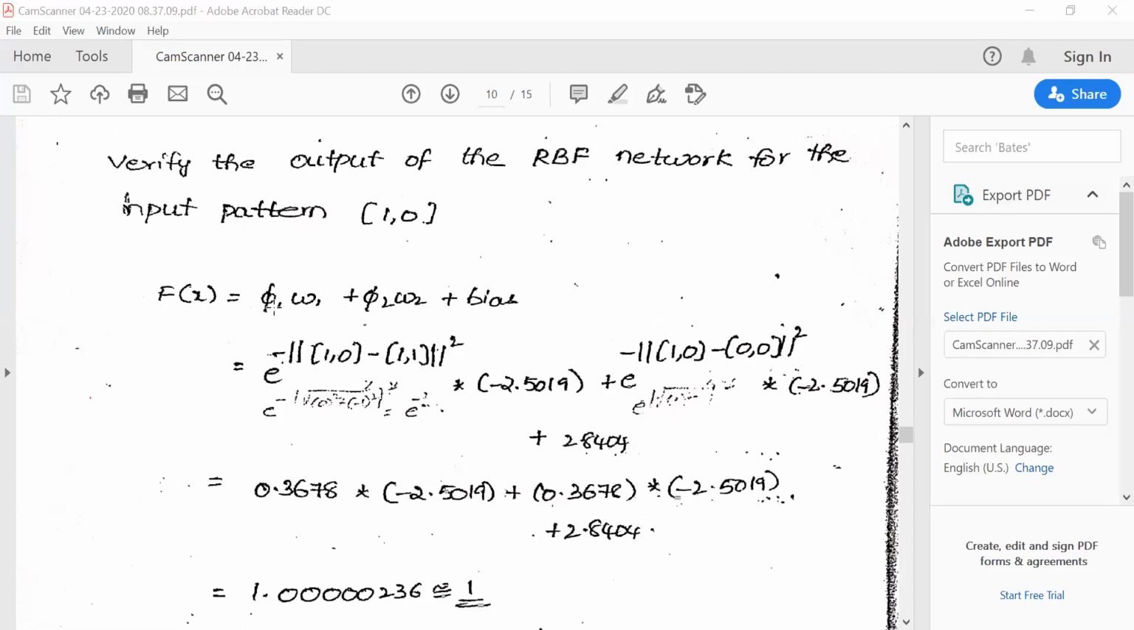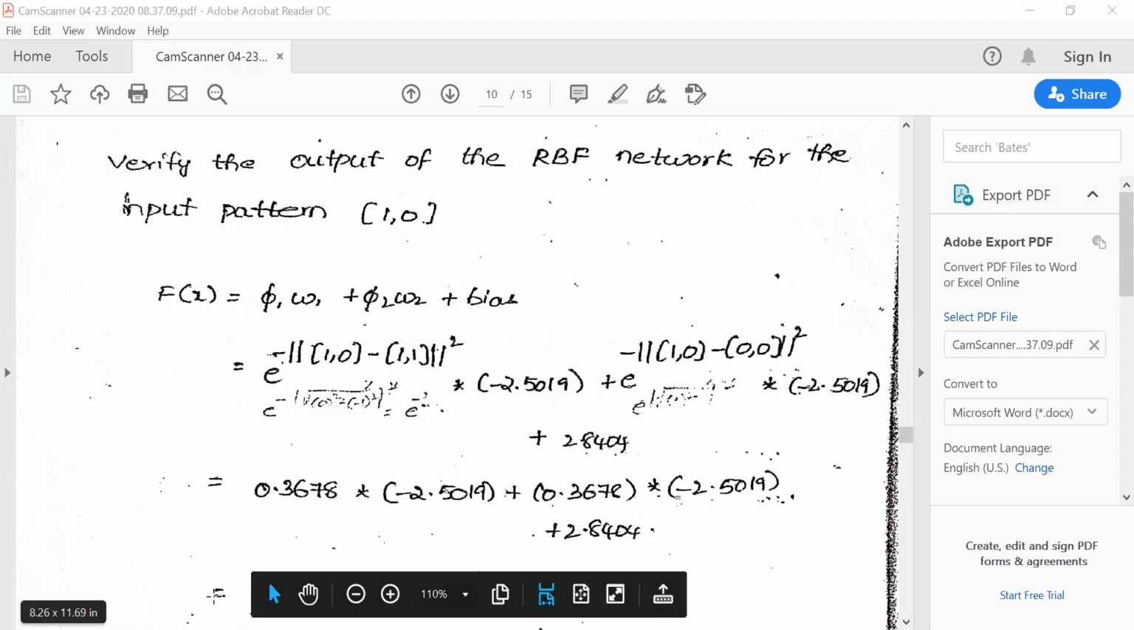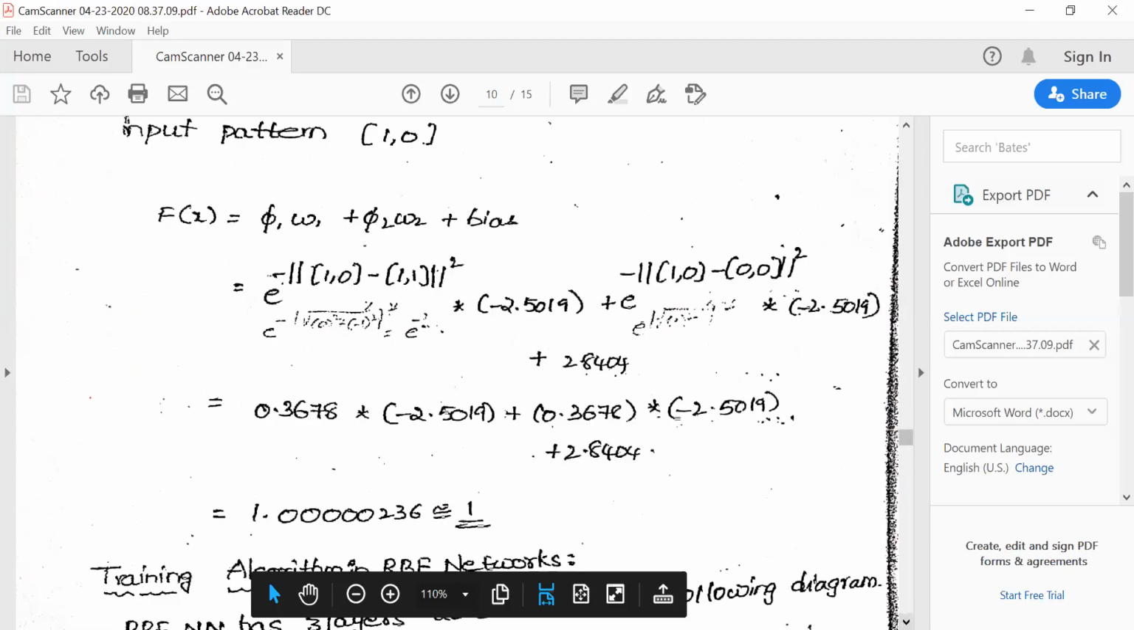So let us calculate these two values, phi1 w1 plus phi2 w2, using the same formula, phi1 of x and then phi2 of x, because the x is 1 comma 0 here, for which we want to identify the output value of the RBF neural network. And phi1 expects the center as 1 1, phi2 expects the center as 0 0. So (1 0 minus 1 1) whole square, (1 0 minus 0 0) whole square, into these values, plus the bias we got, which is 2.8404. So the value we got for this is 1 point something approximately.